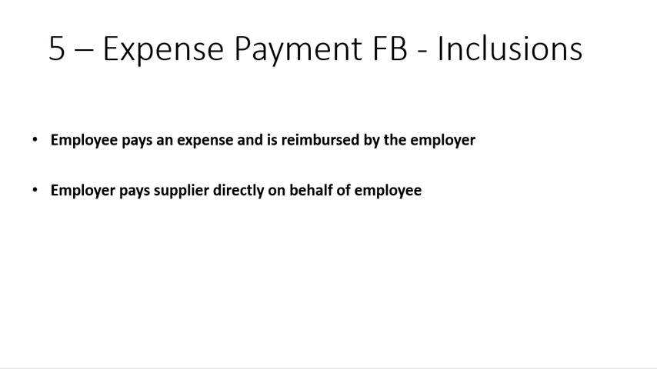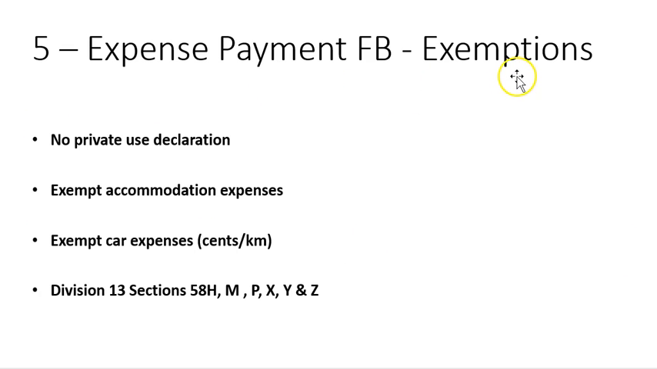Also, if the employer pays a supplier directly on behalf of the employee, a fringe benefit would arise. So an example of this might be that the employer wants to pay health insurance, for example, and so they pay an amount of money directly to the health insurer on behalf of the employee, then a fringe benefit would arise there.